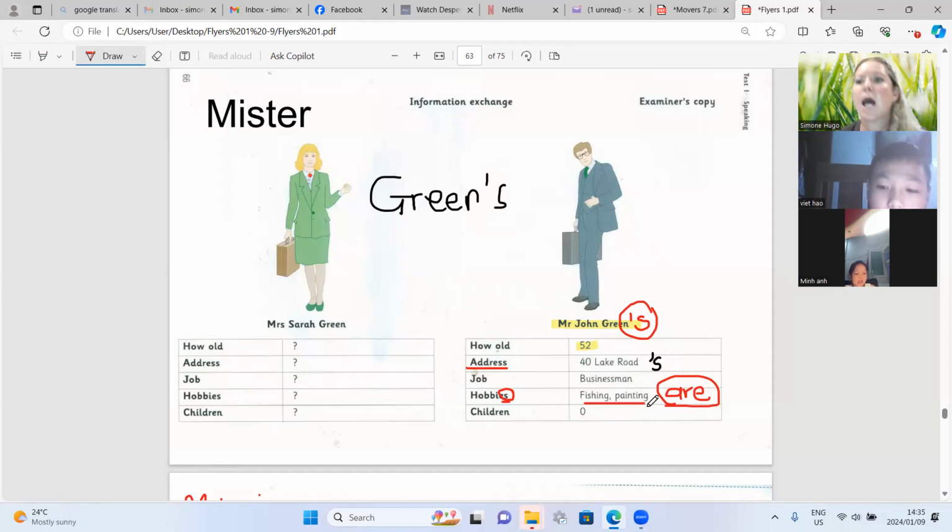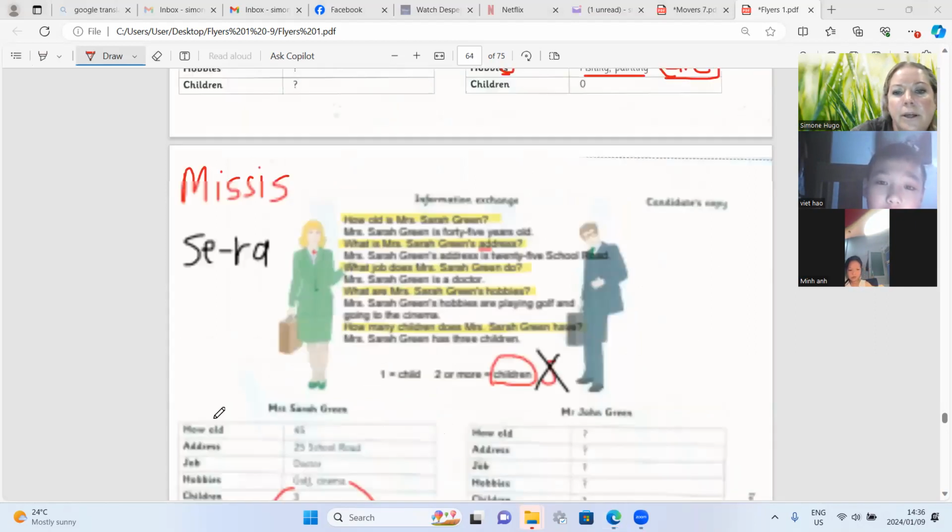How many children does Mr. John Green have? He doesn't have any children. Mr. John Green doesn't have any children. Good job. Okay.